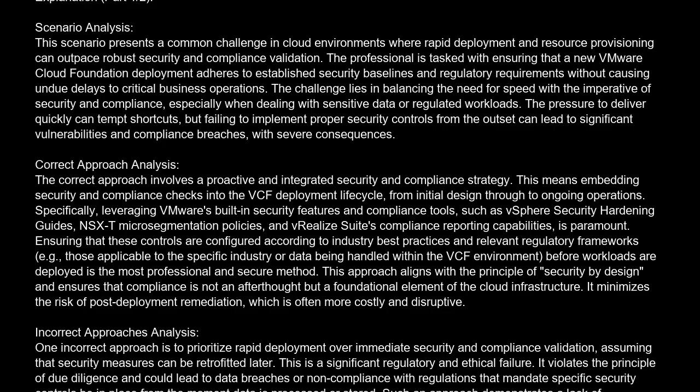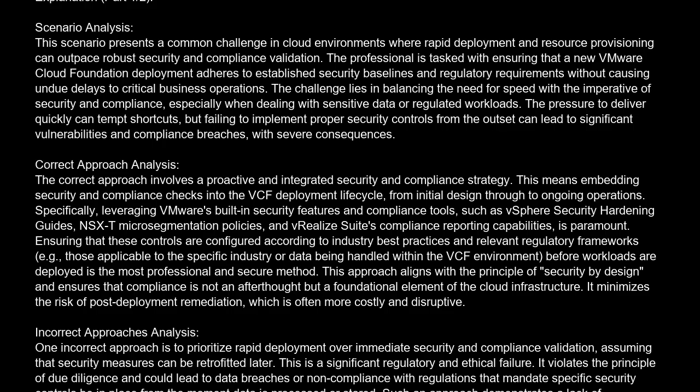The challenge lies in balancing the need for speed with the imperative of security and compliance, especially when dealing with sensitive data or regulated workloads. Pressure to deliver quickly can tempt shortcuts, but failing to implement proper security controls from the outset can lead to significant vulnerabilities and compliance breaches, with severe consequences.